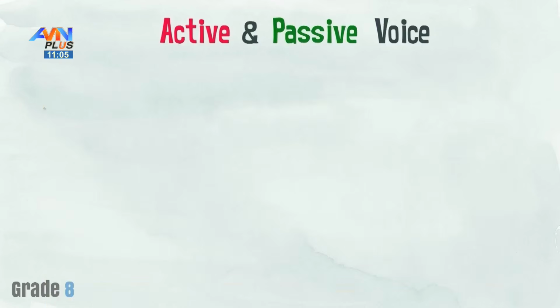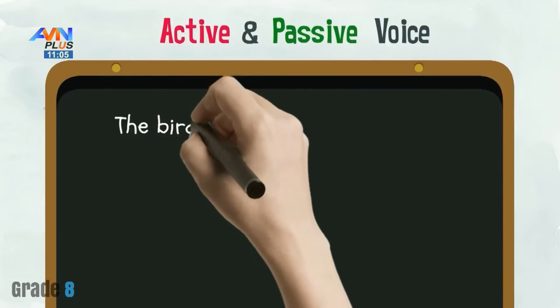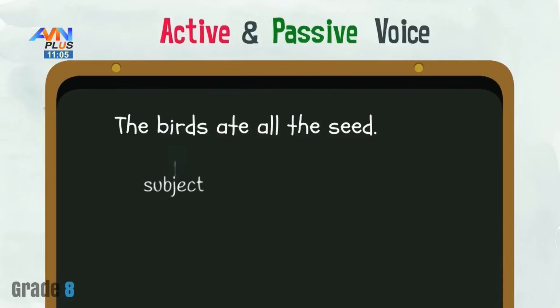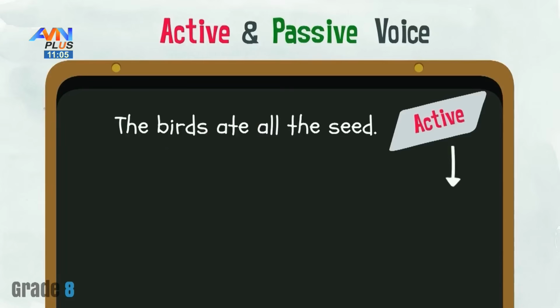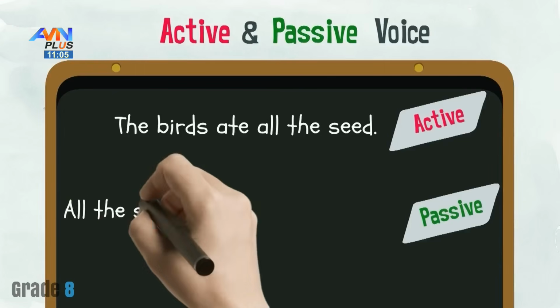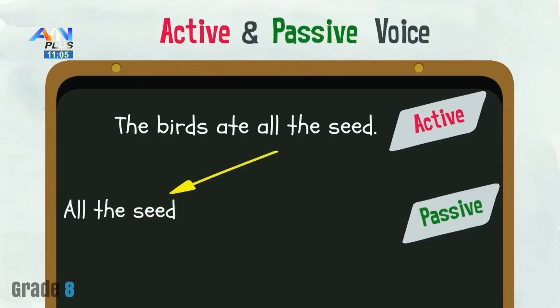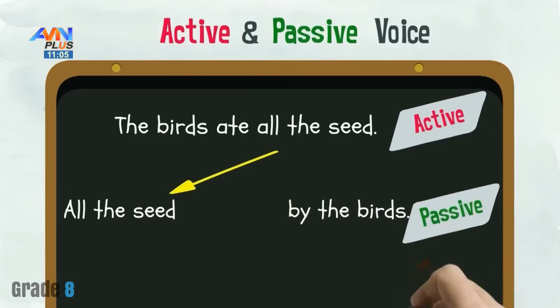Let's take a look at another example. The birds ate all the seed. The subject of this sentence, the birds, is performing the action. The subject and the agent are the same. That means this sentence is active voice. To change this sentence to passive voice, we switch the subject and the object. All the seed is placed at the beginning of the sentence. It is now the subject. The birds is placed at the end of the sentence in the position of the object.